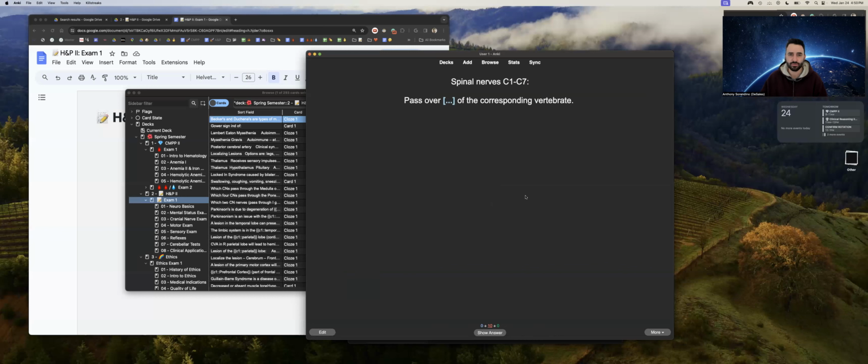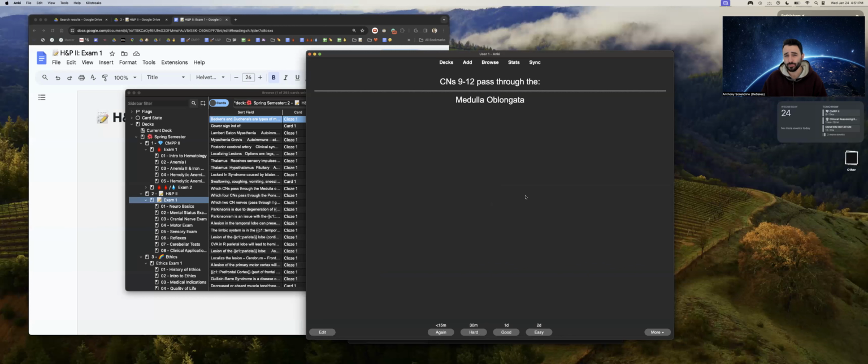Spinal nerve C1 to C7 pass over top of the corresponding vertebrae. And then 8 is going to be underneath C7 on top of T1. CNs 9 through 12 pass through these. So 9 to 12 is the only one I haven't done so far. So this is medulla. Yeah, 9 to 12, medulla.